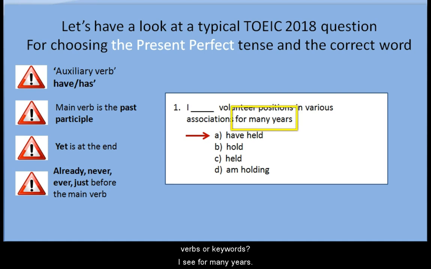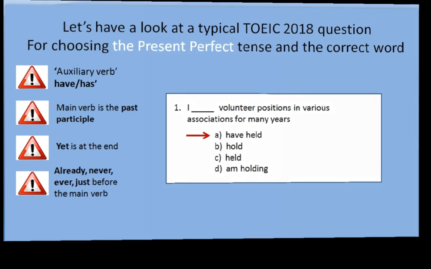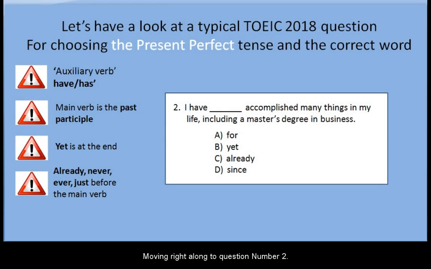I see "for many years." That's present perfect. What does present perfect need? We need the auxiliary verb have, and the main verb in past participle. That's answer A. I have held volunteer positions in various associations for many years. Moving right along to question number 2.